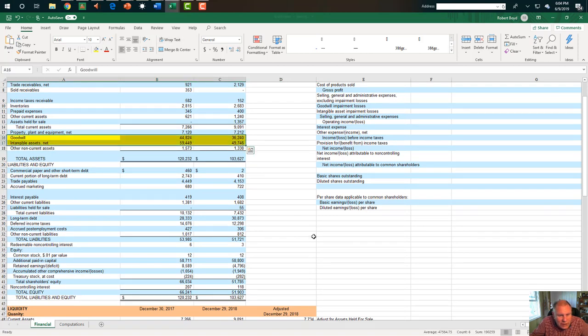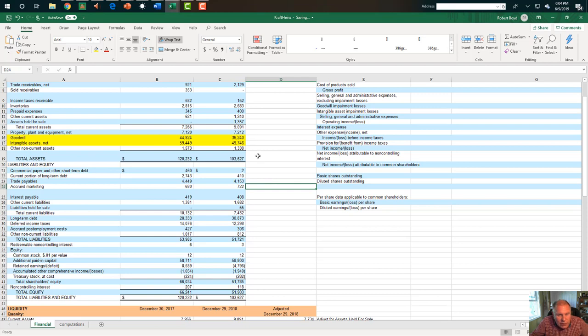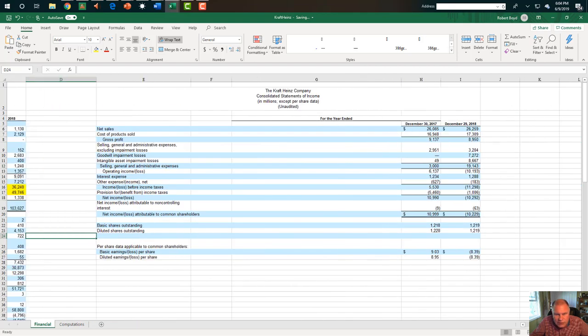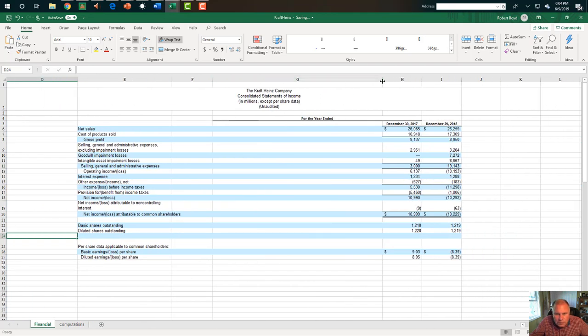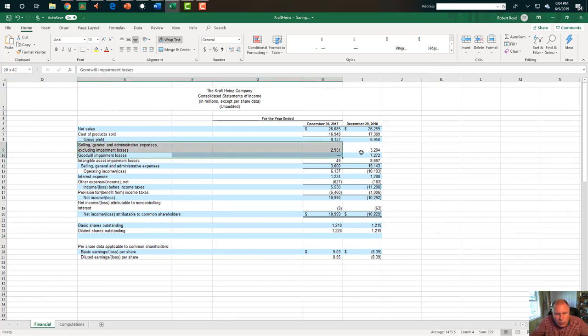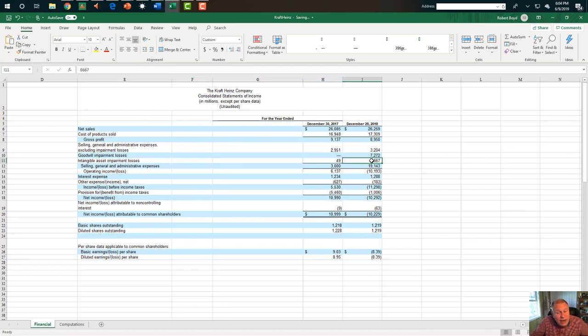goodwill and intangible assets. Okay, they actually wrote off, if we come back here and look at the income statement, let's fix that up a little bit so we can see better. Right here, they recognize $7.2 billion and $8.7 billion in write-offs of intangibles. So you can go back to business combinations and look at this, but essentially this is a big thing which contributed to their income going from $10.9 billion to $10.229 billion negative.